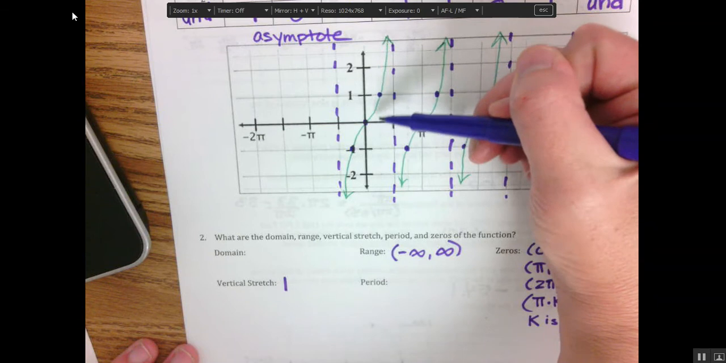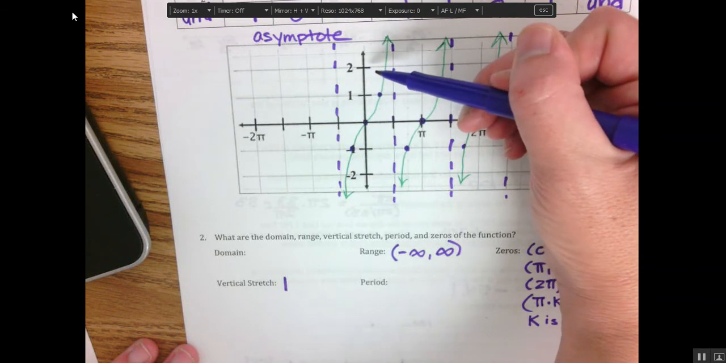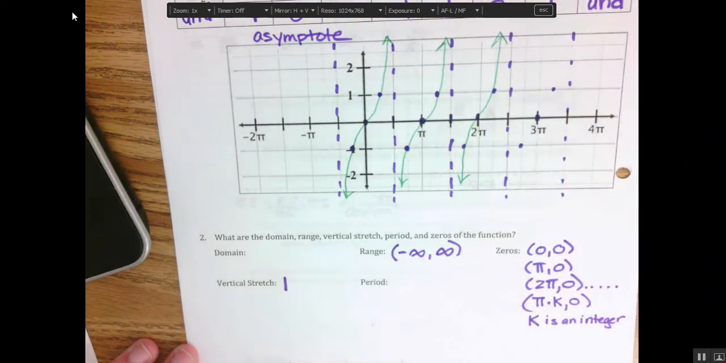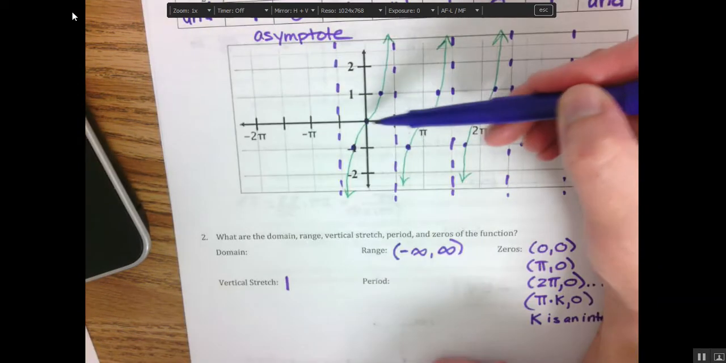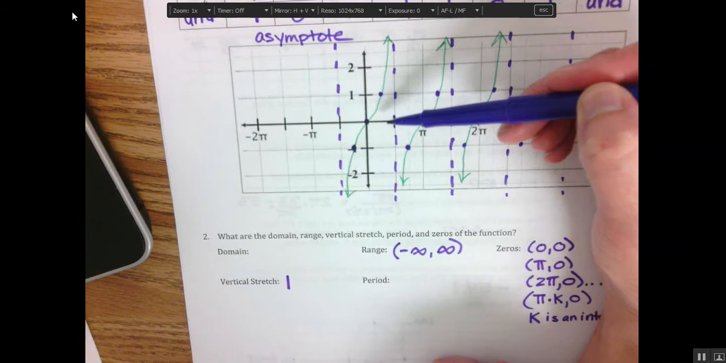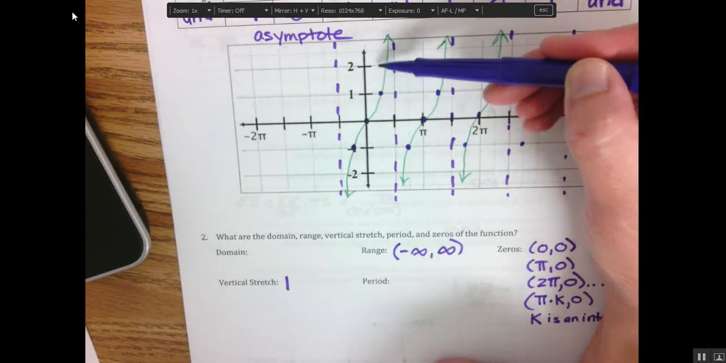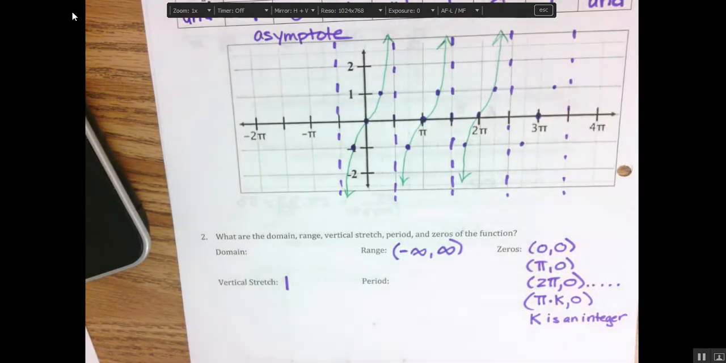If I had a 2 in front of it, I would go up 2 there. That's where your stretch would show up. So if I had a stretch of 2, when I went over halfway to my asymptote, I would go up 2 instead of 1. So basically the function would be increasing more quickly.